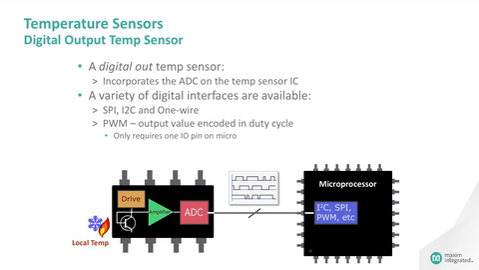A digital temperature sensor includes the ADC on the chip. In many cases, the output data is formatted in degrees centigrade. Maxim offers digital temperature sensors with a variety of different digital interfaces. The interface types include SPI, I2C, one-wire, and PWM. Customers choose the device interface based on a variety of factors, including the number of wires available and matching interface types available in the host microcontroller.